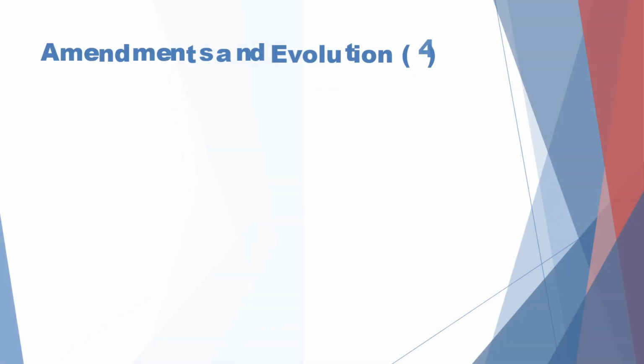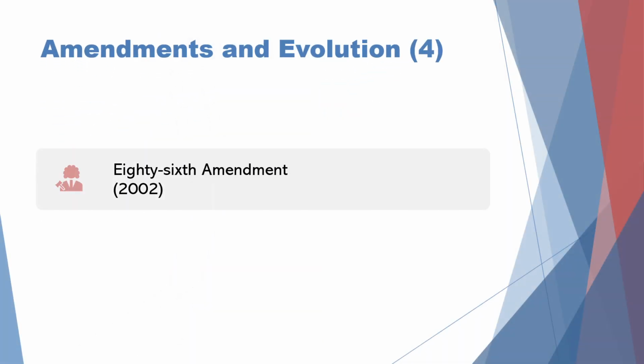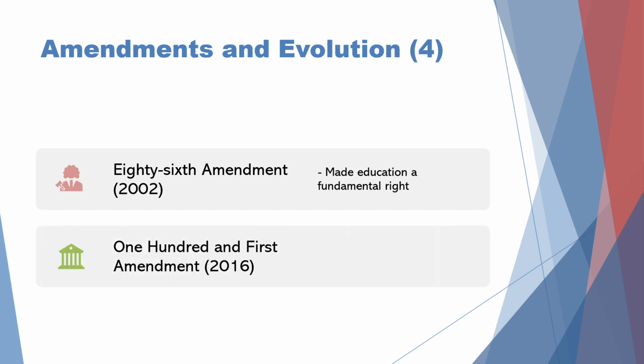Next, seventh one is the 86th Amendment 2002. This amendment made education a fundamental right for children aged 6 to 14 years. Next one is the 101st Amendment 2016. This amendment introduced the Goods and Services Tax, creating a unified indirect tax system.